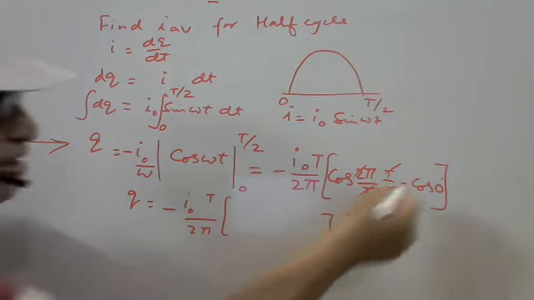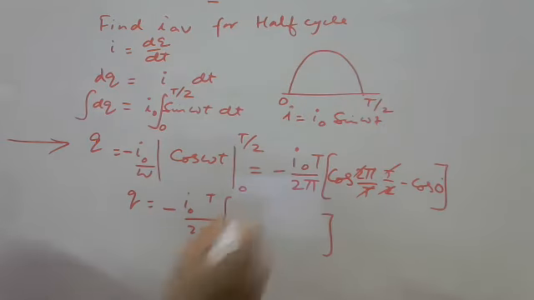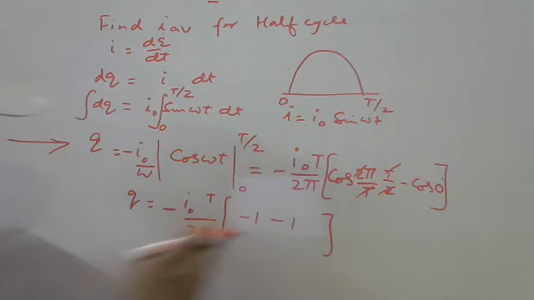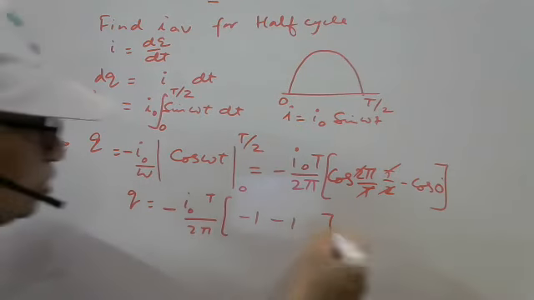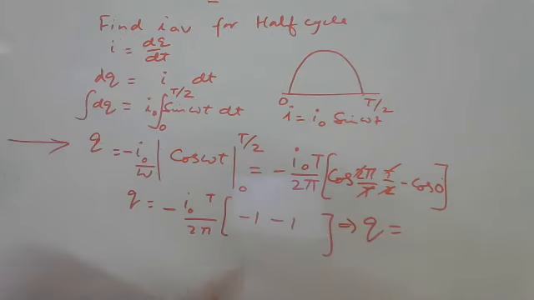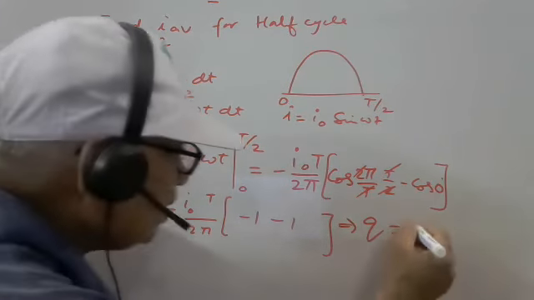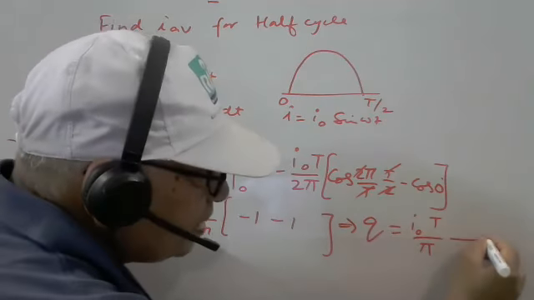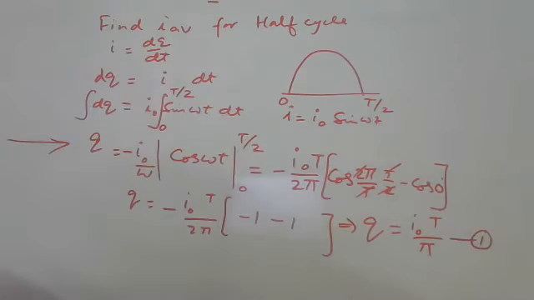What is the value of cos 0? Cos 0 is plus 1, so the minus comes here. Minus and minus become plus, and the 2s cancel out. So we can write here q will be equal to I naught T upon pi. This is equation 1.